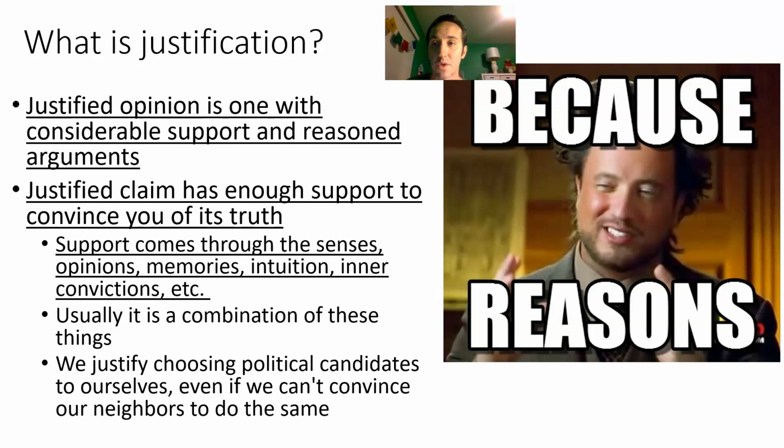A justified opinion is one that has considerable support and reasoned arguments. A justified claim has enough support to convince you that this is true. And so we need a little bit more justification. How do we get there? This comes through multiple facets. It comes through the senses, opinions, memories, intuition, inner convictions, and beliefs. And usually it's a combination of all these things working together. We justify choosing political candidates. Who are you going to vote for? Even if we can't convince our neighbors to do the same, at least we can justify it in our own minds and hearts.